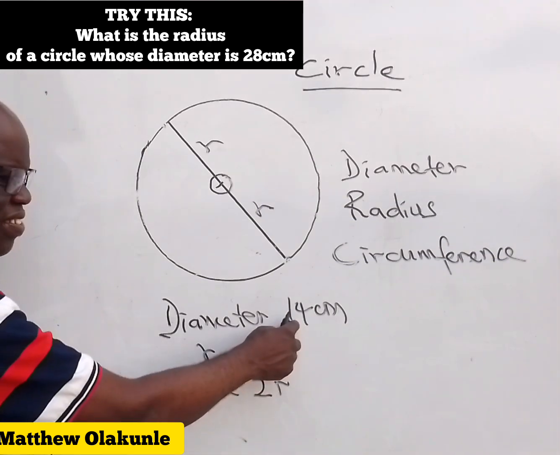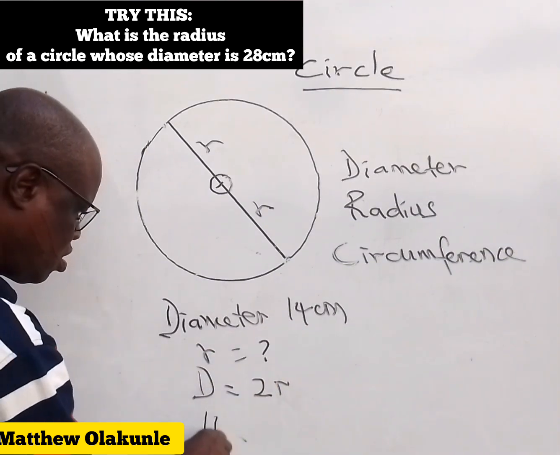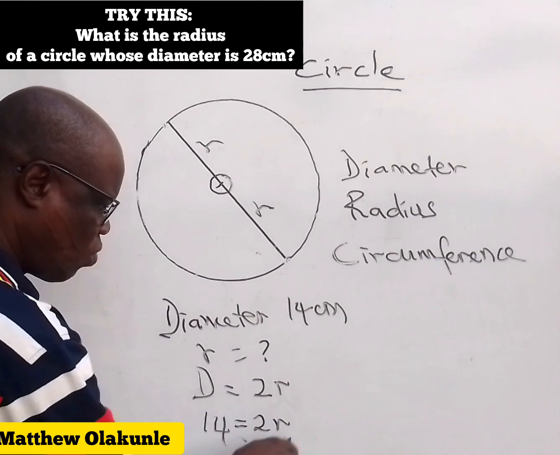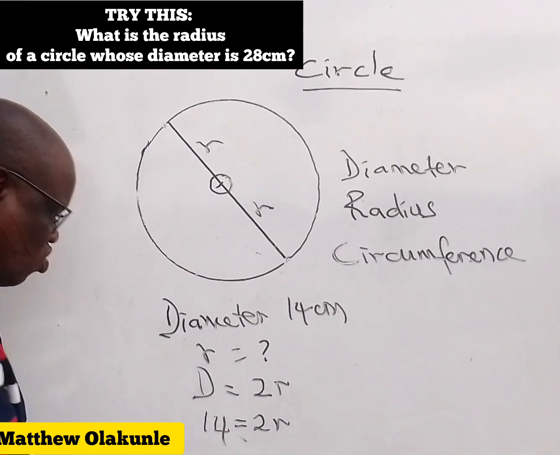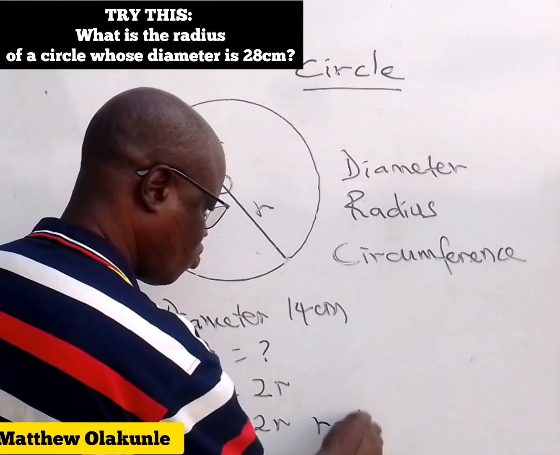So if the diameter is 14, then what will be the radius? The radius will be 7. That's 14 divided by 2. So the radius is equal to 7.